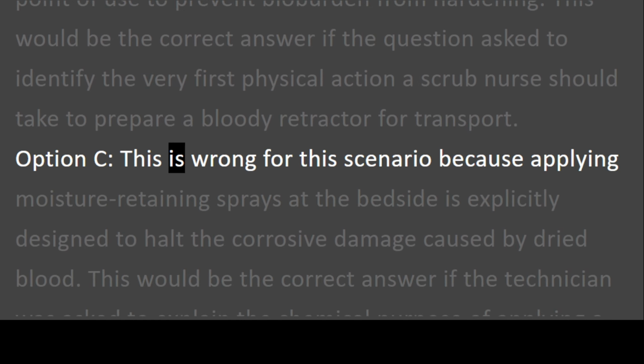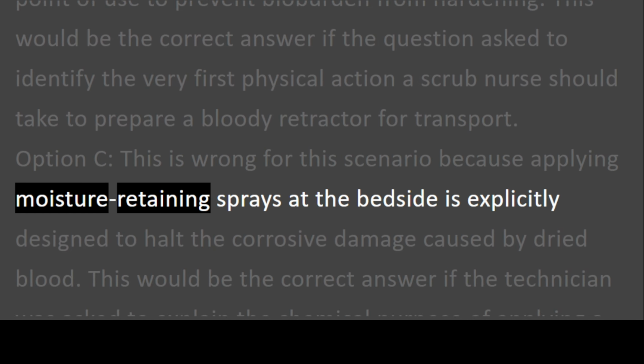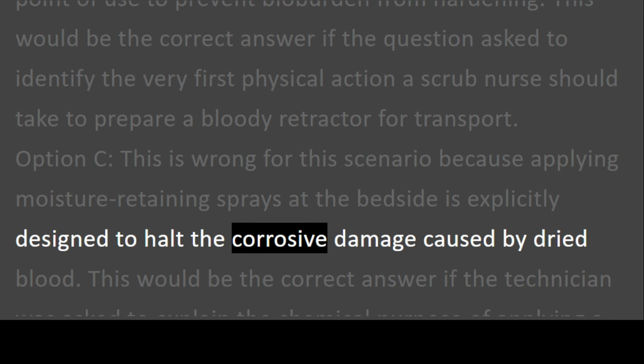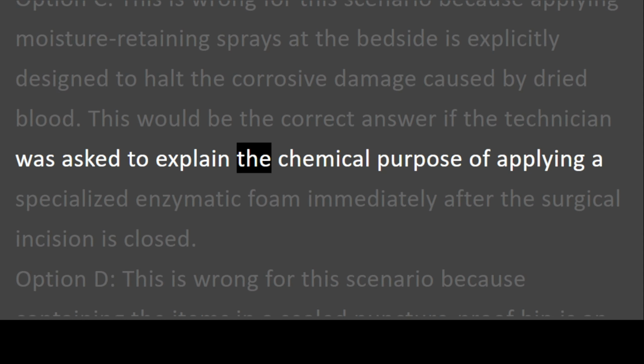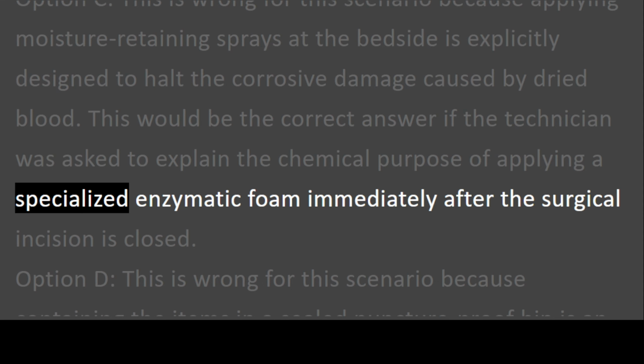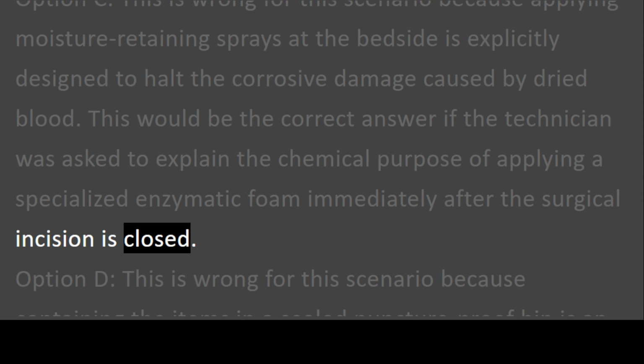Option C. This is wrong for this scenario because applying moisture-retaining sprays at the bedside is explicitly designed to halt the corrosive damage caused by dried blood. This would be the correct answer if the technician was asked to explain the chemical purpose of applying a specialized enzymatic foam immediately after the surgical incision is closed.